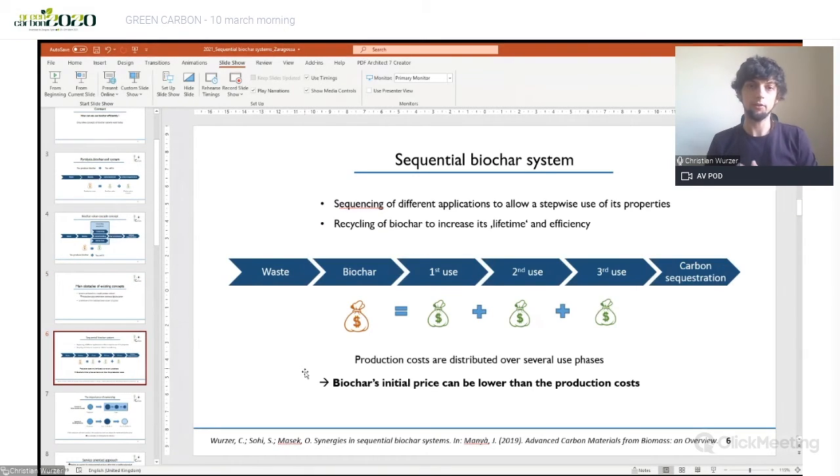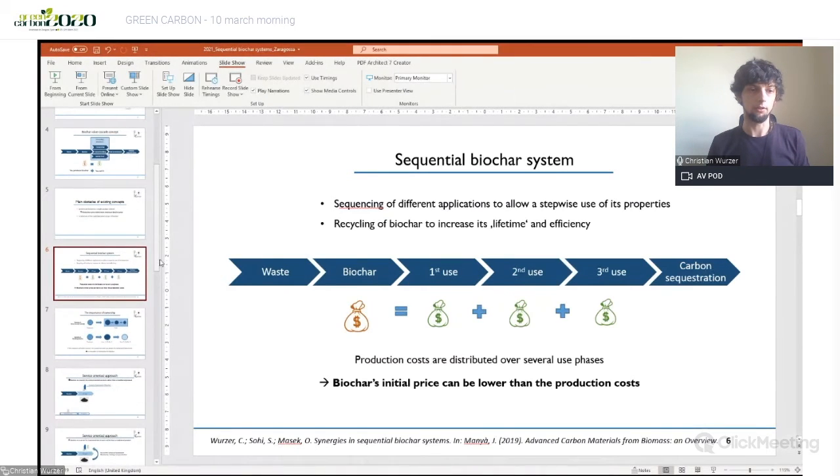So we developed this idea into a sequential biochar system to remove some of these obstacles. You can see a simplified scheme here, and that's basically a sequencing of different applications, which will allow a stepwise use of its properties. It's based on the idea to recycle biochar to increase its lifetime. The goal is that the production costs can be distributed over different use phases, so we only have to get a lower revenue in each of them, with the main goal to lower the initial price of biochar for the first user below the production cost. Because as we know, for example, in soil amendment, biochar is still too expensive for large scale use.